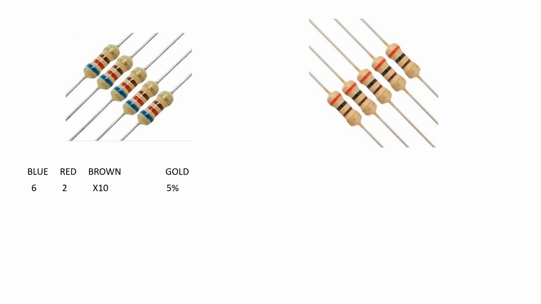This one has 3 bands and there is no tolerance band. That's why the value of the tolerance will come out to be plus minus 20%. The first one is red, whose value will be 2. The black will have a value 0, and the brown, which is a multiplier, will have a value 10 to the power 1. So net value comes out to be 200 plus minus 20%.